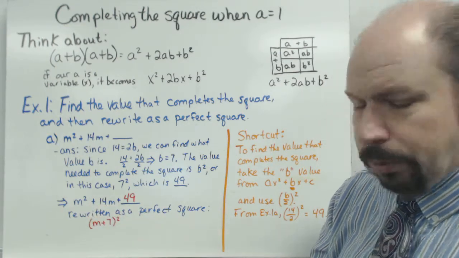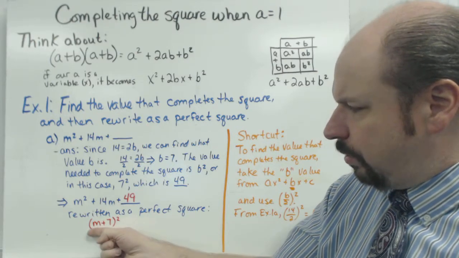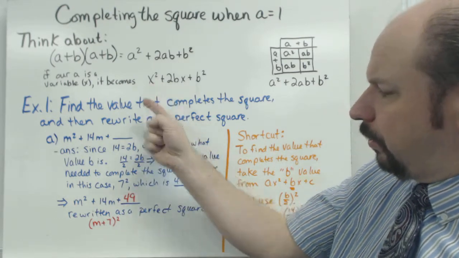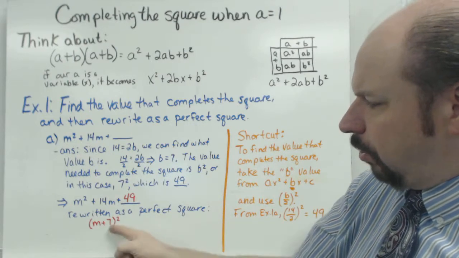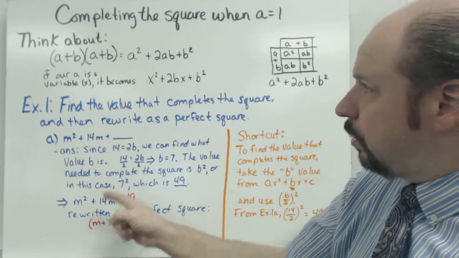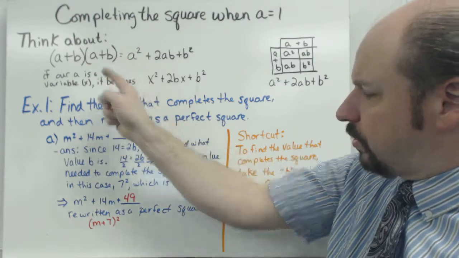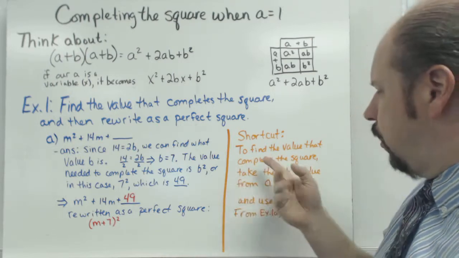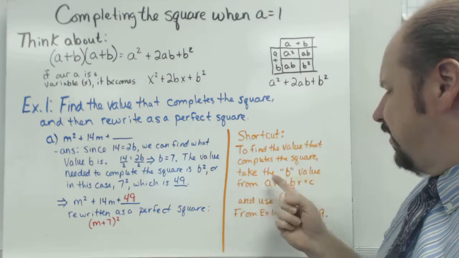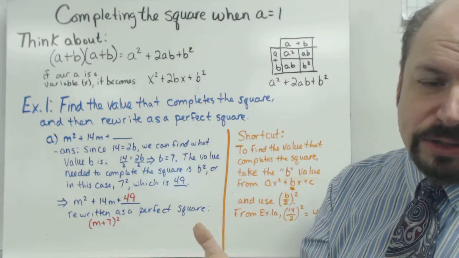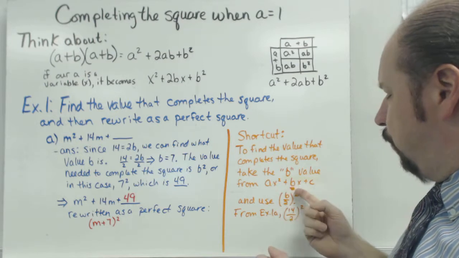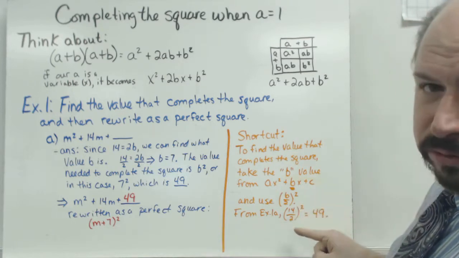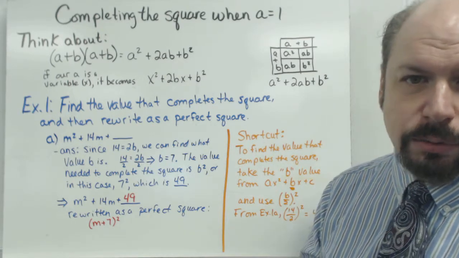So now to rewrite that as a perfect square, it becomes m plus 7 quantity squared. Remember, our a value is m in this case, and our b value was the 7. So a plus b quantity squared is m plus 7 quantity squared. Okay, so just as a quick shortcut to find that value that completes the square, take the b value from our ax squared plus bx plus c, divide it by 2, and square it. So again, from this example, 14 divided by 2 squared is equal to 49.